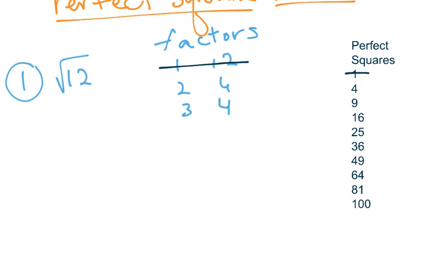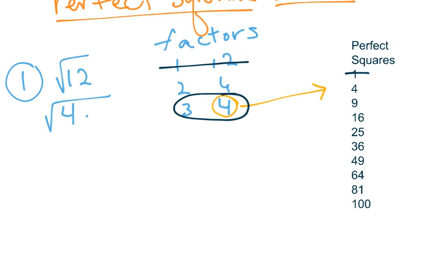Do we have a factor that is on our perfect square list? Yes, we have 4. It's right there. That is the only perfect square we have. Because of that, we are going to use these 2 factors to simplify this problem. So I am going to rewrite 12 as 4 times 3.